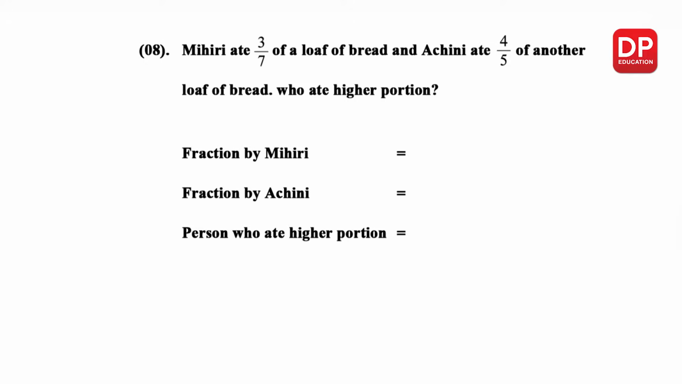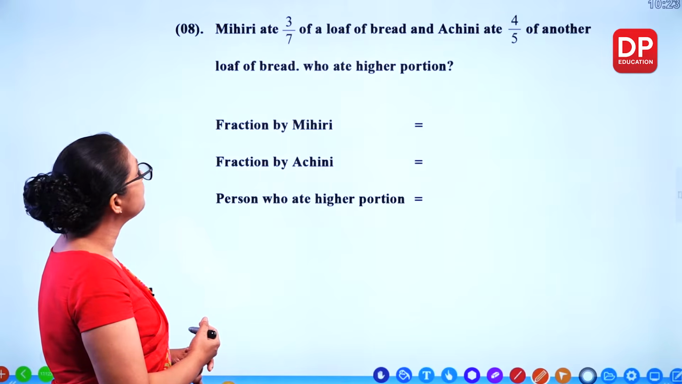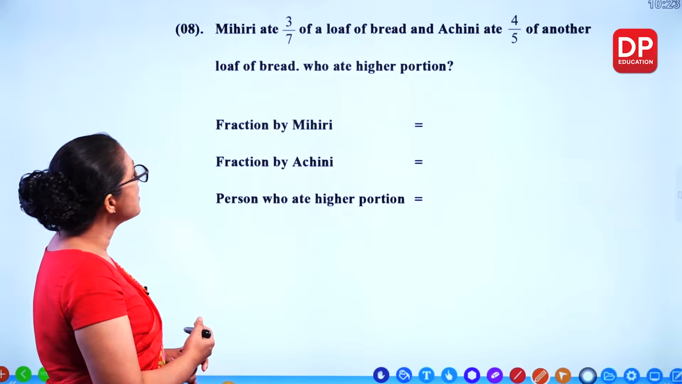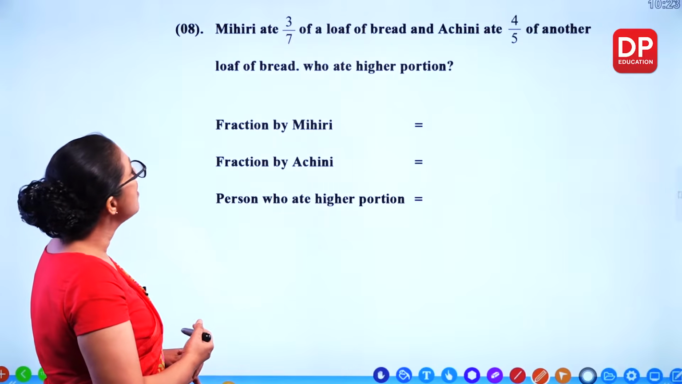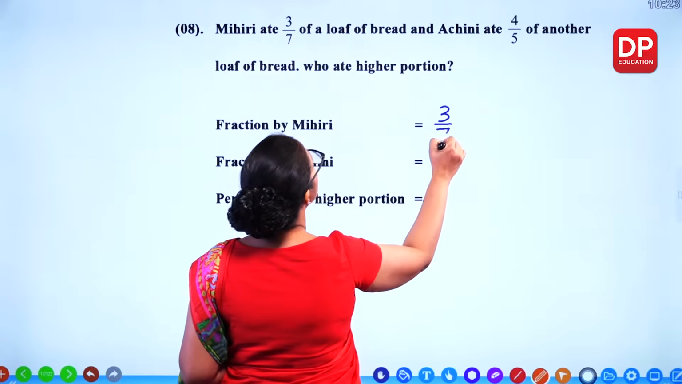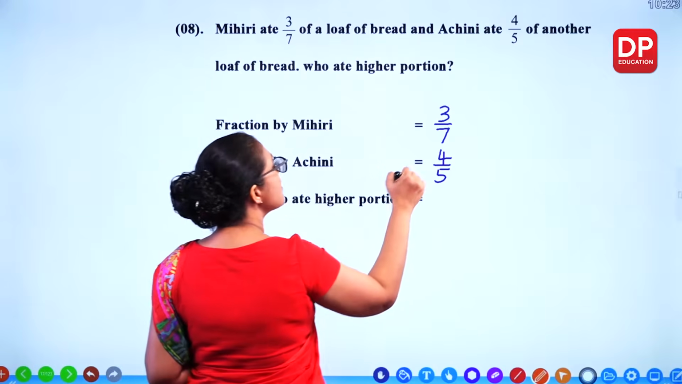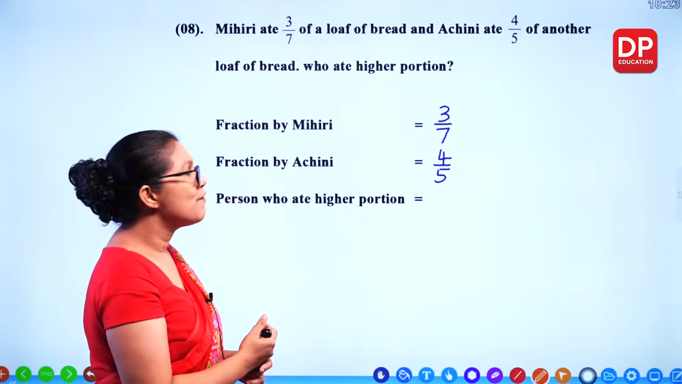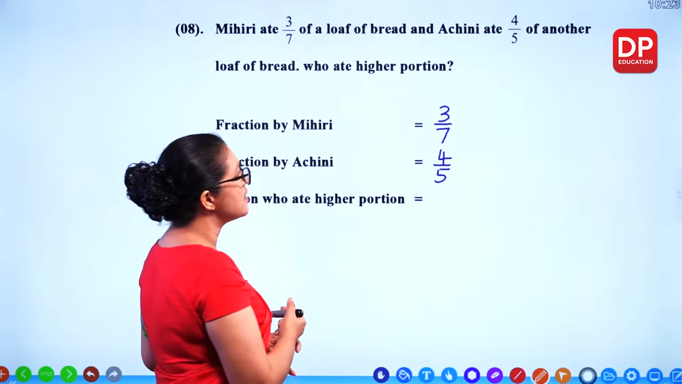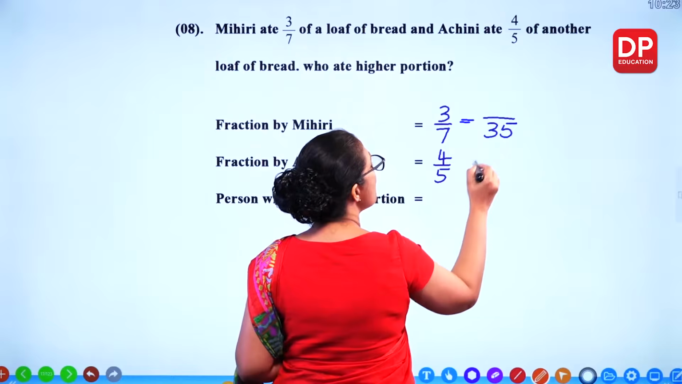Mihiri ate 3/7 of a loaf of bread and Achini ate 4/5 of another loaf of bread. Who ate the higher portion? So what's the fraction by Mihiri? That's 3/7. This one, 4/5. What's the common denominator? 7 and 5. That's 35. So we need to convert both to 35.